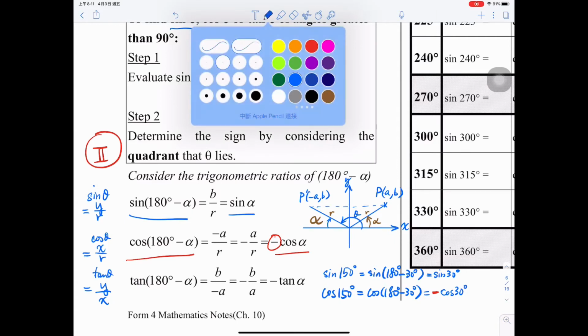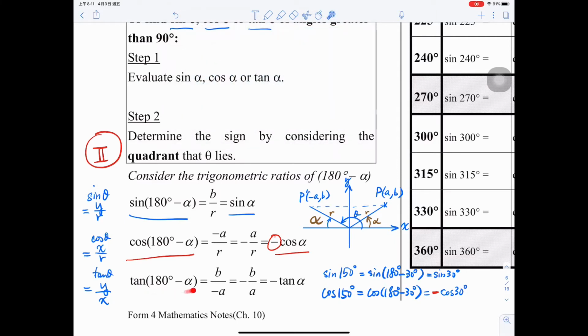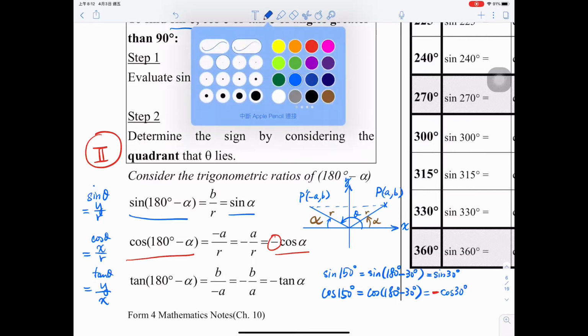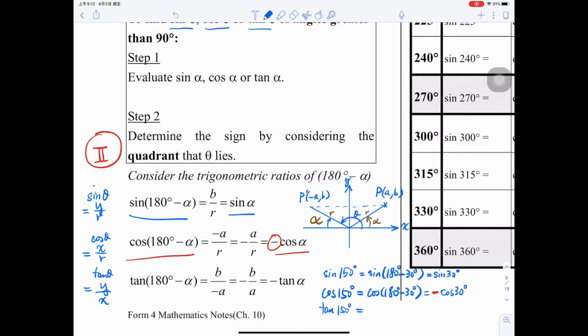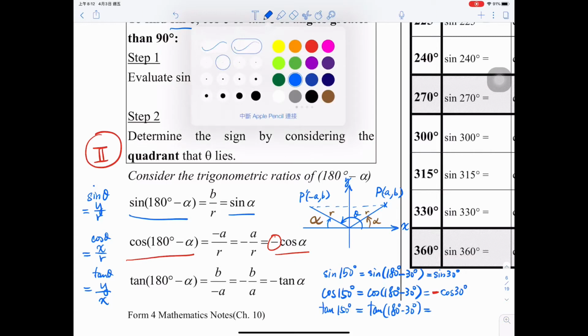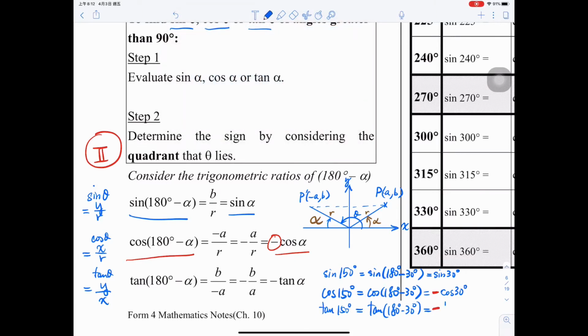How about tangent? Tangent of 180 degrees minus alpha here is y over x. If alpha I put back in quadrant 1, y over x is b over a only, right? So negative b over a, so I can write it as negative tangent alpha. And let's see, tangent 150 degrees. That means like this, 180 minus 30 degrees. So this one is negative tangent 30 degrees. Negative tangent alpha: tangent of 180 minus alpha equals negative tangent alpha.